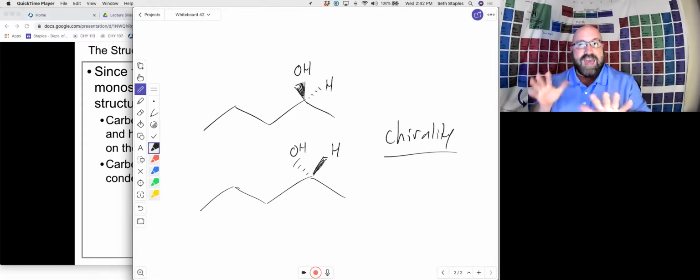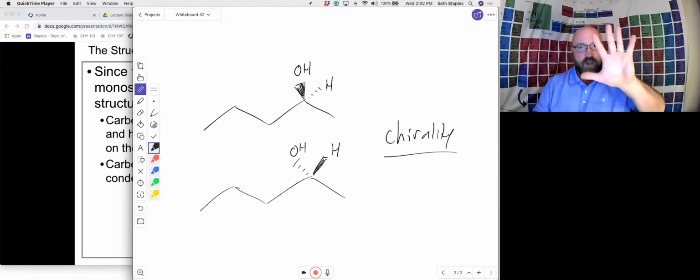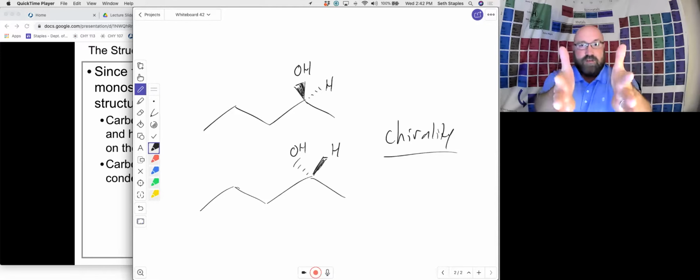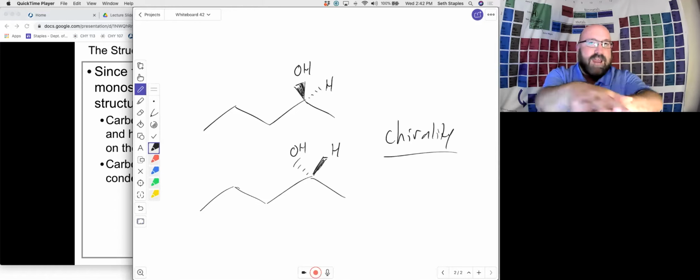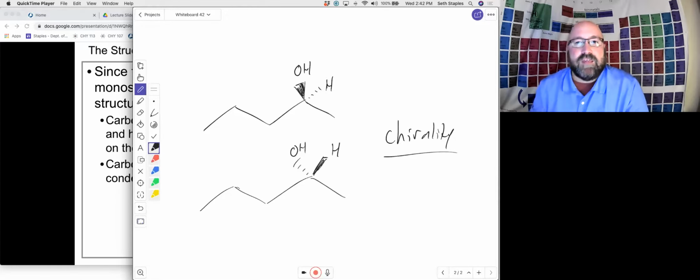An example of that is your hands. Your hands are mirror images of each other. My 2 hands here are mirror images of each other, but they're non-superimposable. If I put my hands in the same configuration, both with palms down, and place them on top of each other, my thumbs don't line up, and the fingers don't all line up with each other. That's the same principle as chirality, a non-superimposable mirror image.